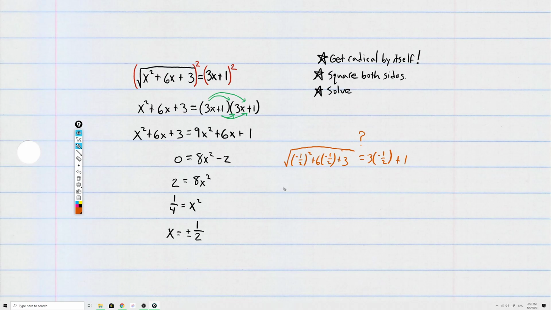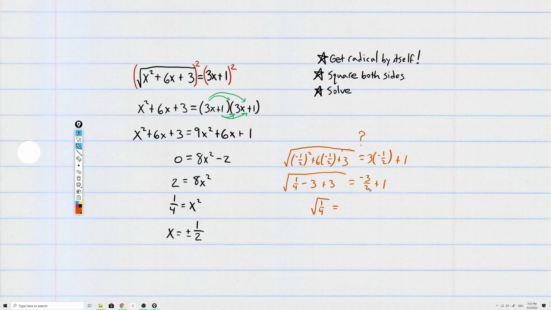Now, if you look very carefully at it, you may already know, but let's just work it out to see. So negative 1/2 squared is 1/4. 6 times negative 1/2, that's negative 3. Then we have plus 3. And on the right-hand side, 3 times negative 1/2, that's negative 3/2, plus 1. On the left-hand side, we have negative 3 plus 3. Those cancel, so you have the square root of 1/4. And on the right-hand side, you have negative 3/2.